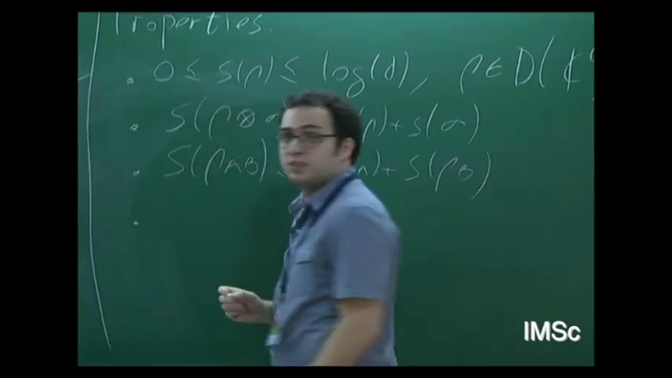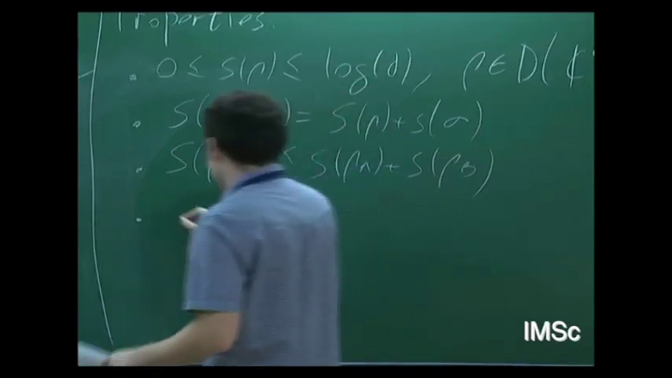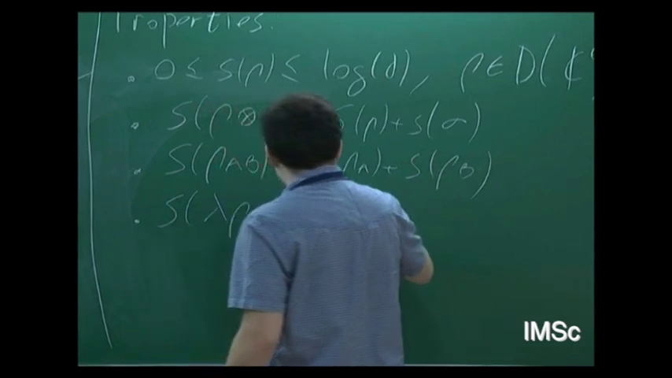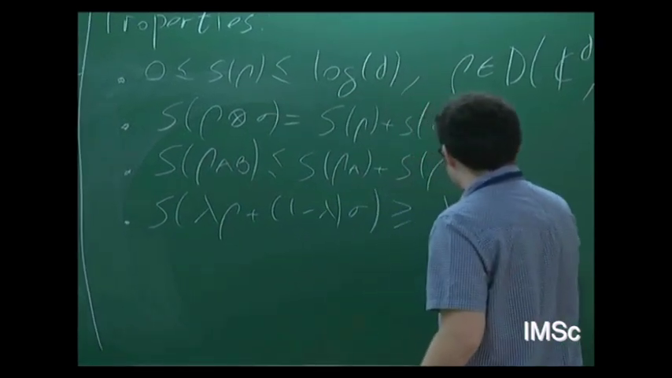So the entropy is also concave. If we mix states, the disorder, the entropy goes up. So the entropy of lambda rho plus 1 minus lambda sigma is always bigger than the average entropy.